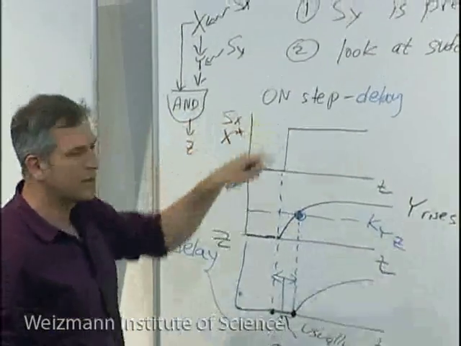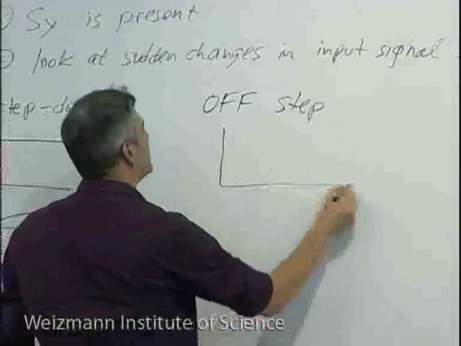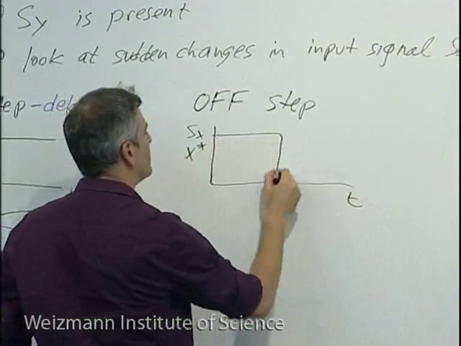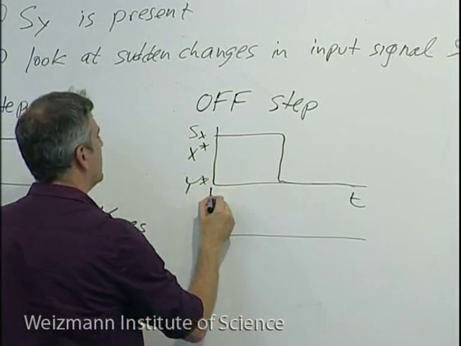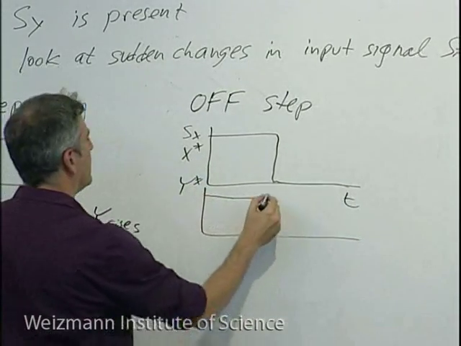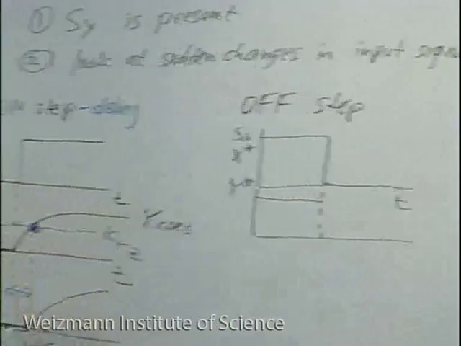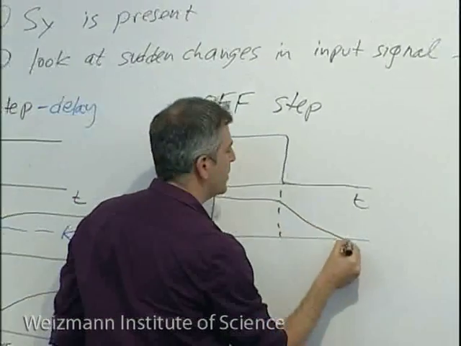Yeah. So let's look at the off step. So we need both of them. So please see if you can follow. The off step is this situation. Y star, which was high, now, when there's no X star, Y starts being just removed, right? It just goes down.